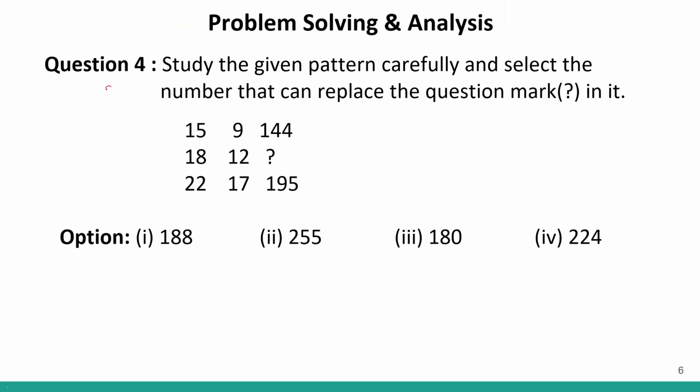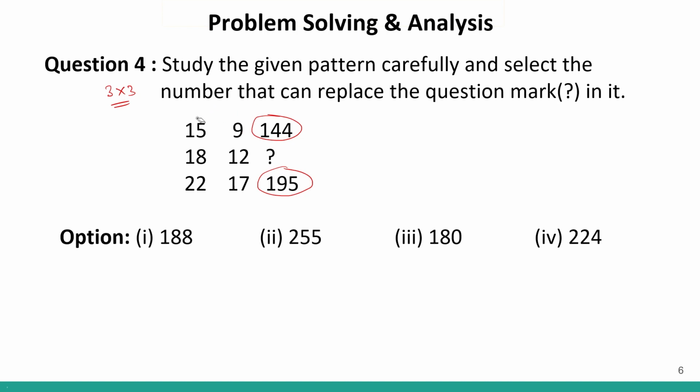Question number 4 is again a 3 into 3 grid. Let us look over here. This number and this number are slightly or significantly higher than these two numbers. They are much bigger. So we can assume that certain operations are being done on these numbers to get this number.